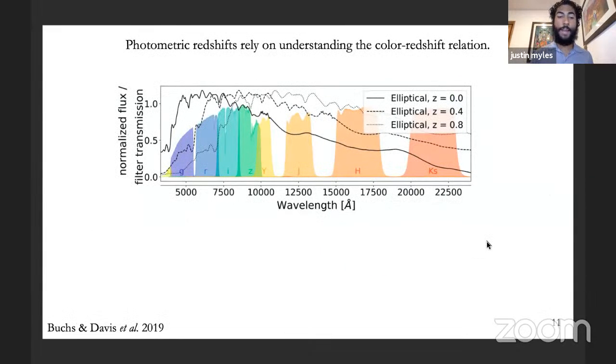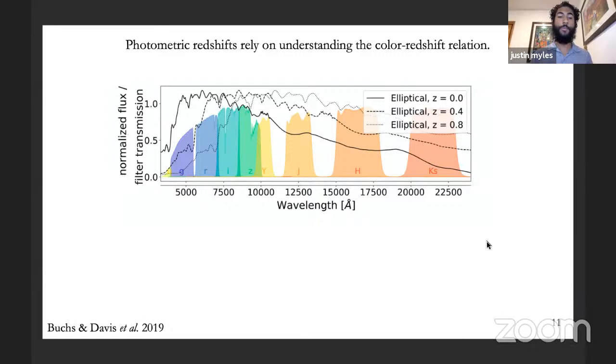In order to understand that, this is sort of the first physics plot of how this redshift calibration is going to work. Photometric redshifts in general rely on understanding the color redshift relation. So we have a catalog of over 100 million galaxies, and we have very little information about them. We have 3 or 4 photometric bands, and we want to know the distribution of their redshifts, and that's a really hard thing to do because we have so little information about them. This is an example of how that might work, and it's all about understanding the color redshift relation.